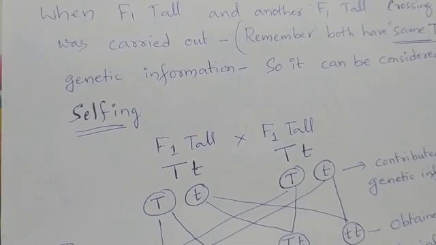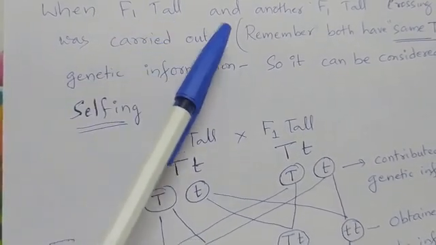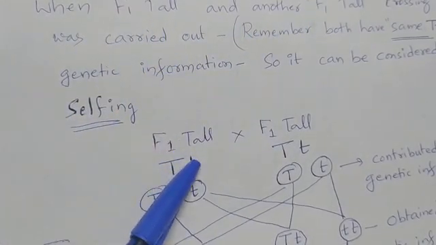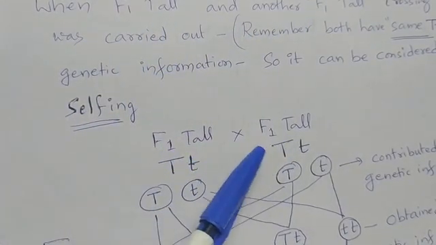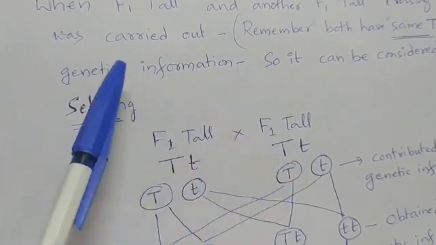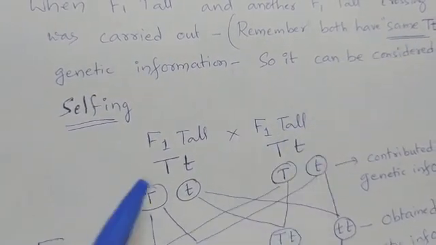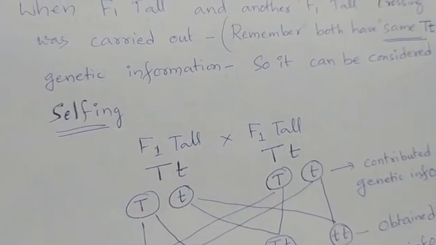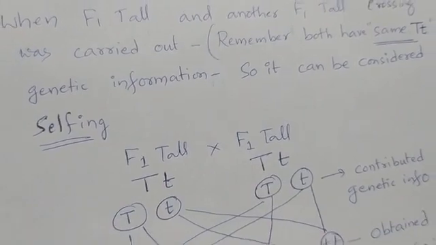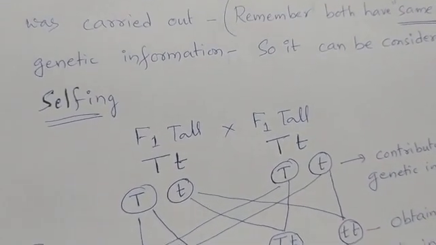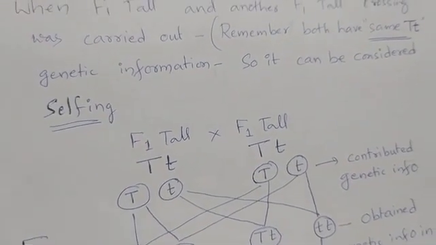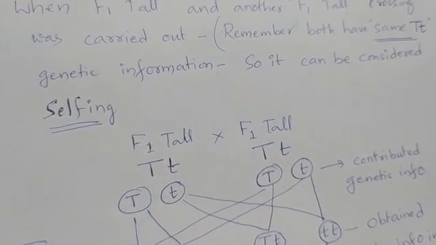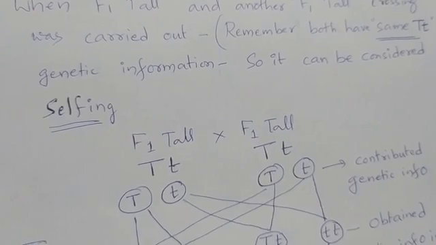When a cross between one F1 tall and another F1 tall was carried out, like this, F1 tall capital T, small t, and another F1 tall capital T, small t, remember, both have the same capital T, small t genetic information. So this can be considered what? Selfing instead of crossing. Okay, it can be considered selfing.